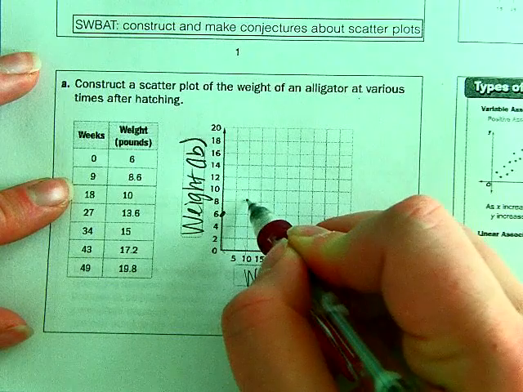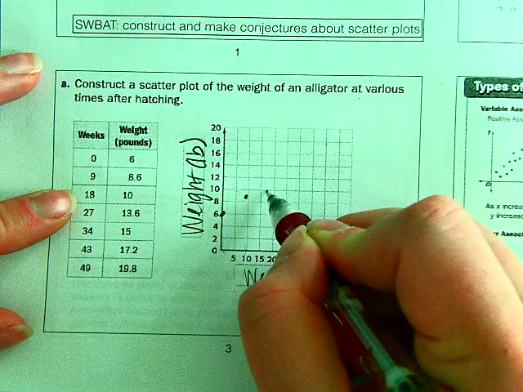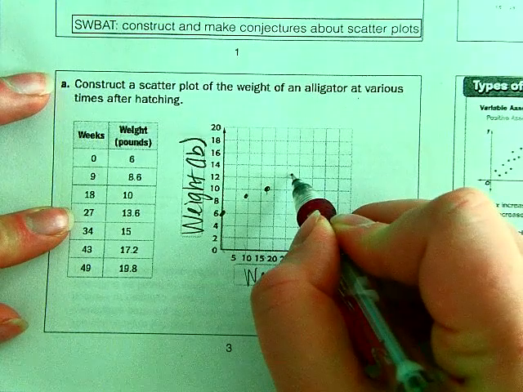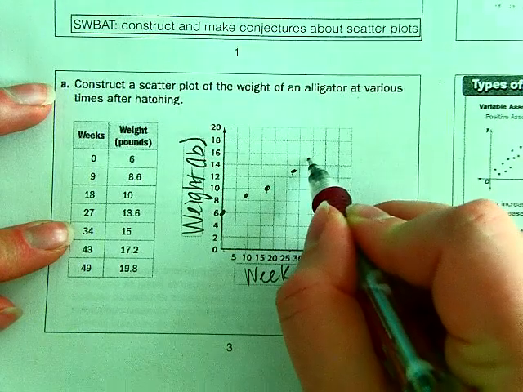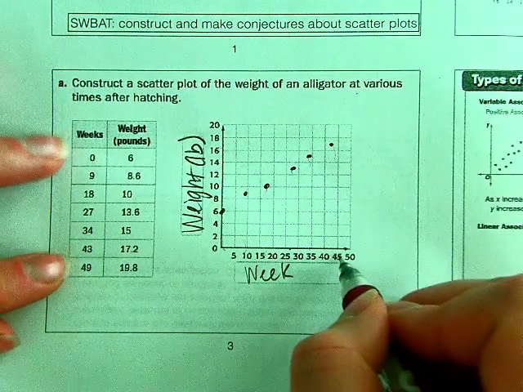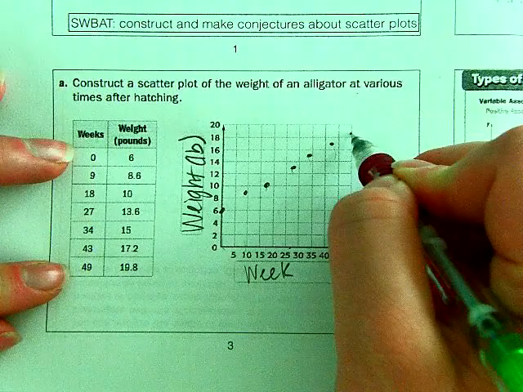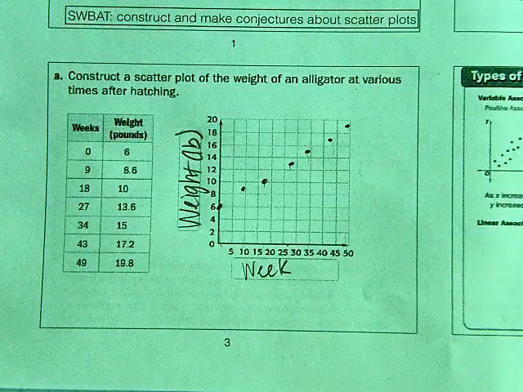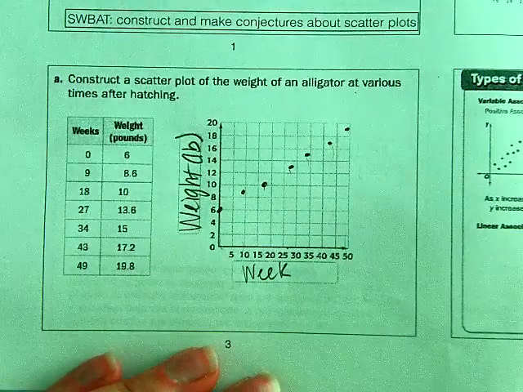Now, if you can kind of make a prediction, as the alligator gets older, what's going to happen? 18 and 10, 27 and 13.6, 34 and 15, 43 and 17.2, 49, it's almost a year old, and what's less than 20 pounds? It surprises me. So we've created a scatter plot. Doesn't necessarily mean it's going to be a perfect line, but they're kind of up and down, and that's okay. So it's no lines, just plotting the dots.